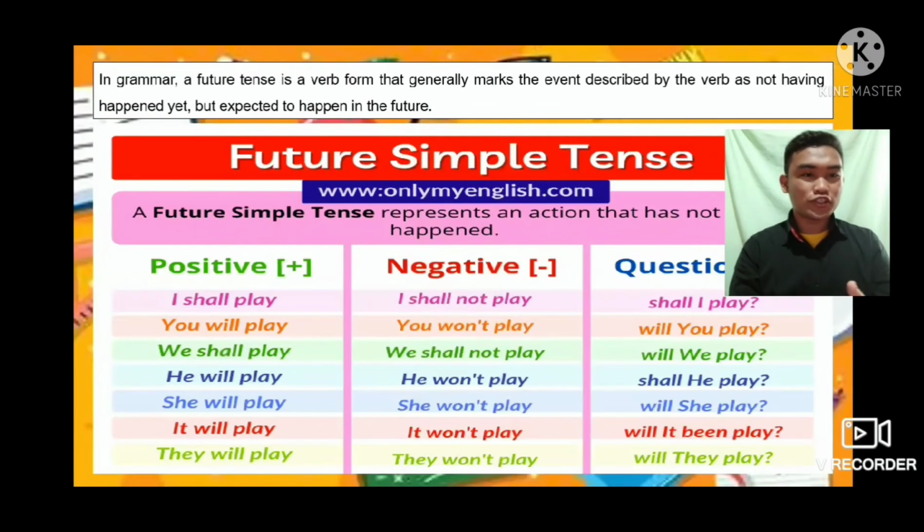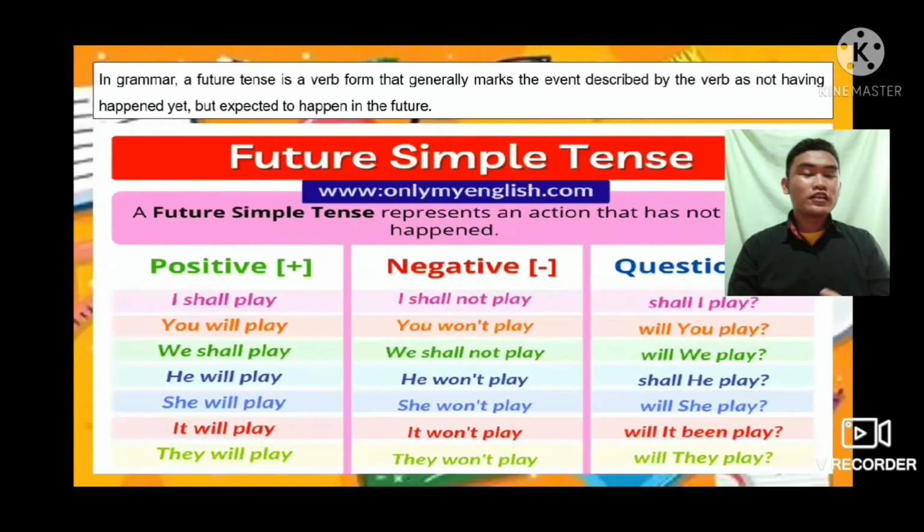I shall play, you will play, we shall play. I shall not play, you won't play, we shall not play. Shall I play? Will you play? Will we play? So what can you understand from the sentences I've read?